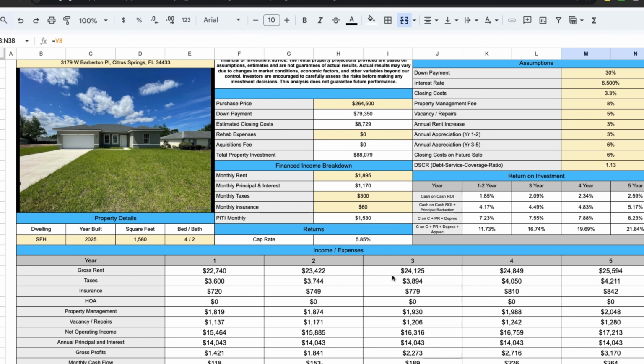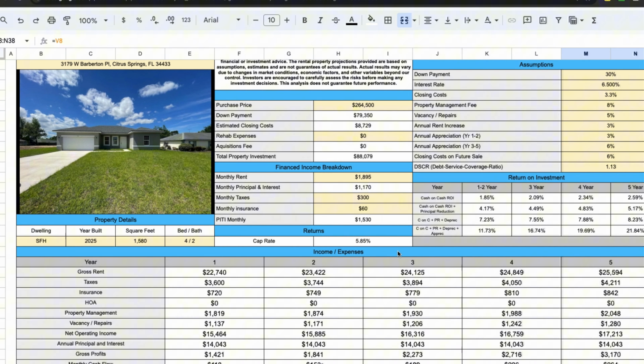But let's circle back up to the section up here and let's run some what if scenarios. So let's say, what if the property doesn't rent out for $1,895 per month, and let's just put in a number of $1,700 a month. Let's see what it does to our rate of return. So our cap rate right now is 5.85. Cash on cash is 1.85. Let's see what it does at $1,700.